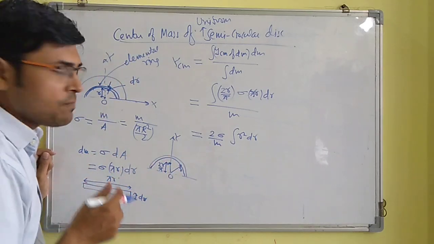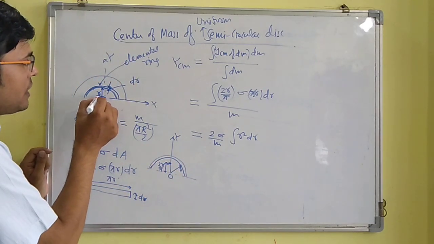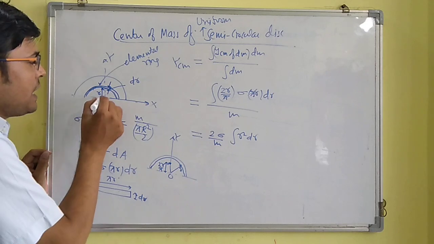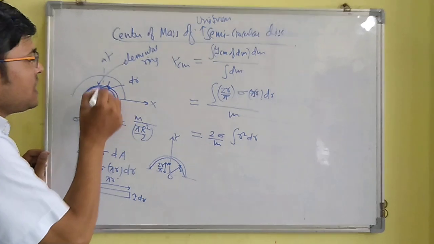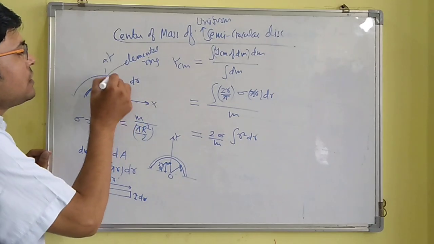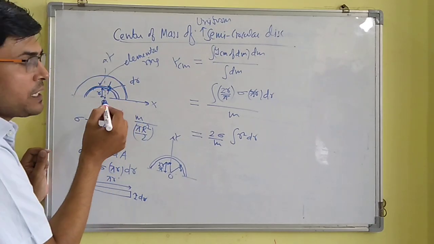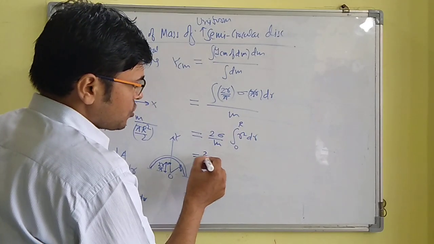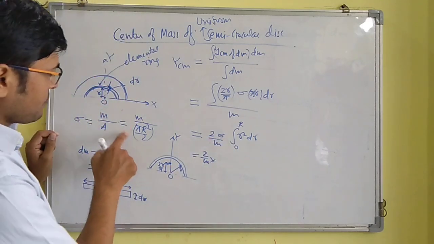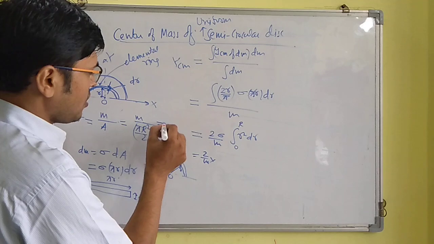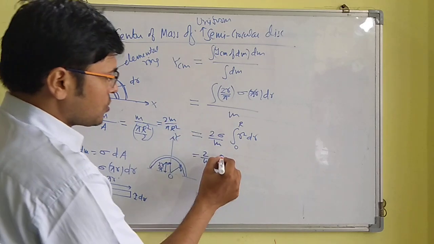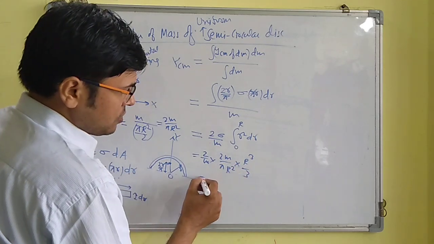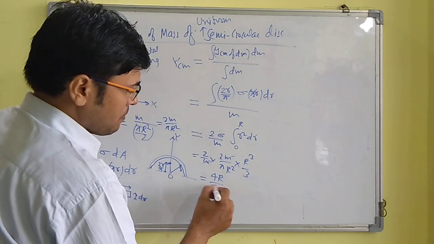Now how to take integration limit? The first element will be formed at a radius of r equal to 0. So the radius of the first elemental ring will be 0, and the radius of the last elemental ring will be formed over here, so radius of that elemental ring will be capital R. So the integration limit will be between 0 to capital R. So 2 by m, putting the value of sigma from here, this is 2m by pi r square, right? So 2m by pi r square into r cube by 3. So this comes to be 4r by 3 pi.